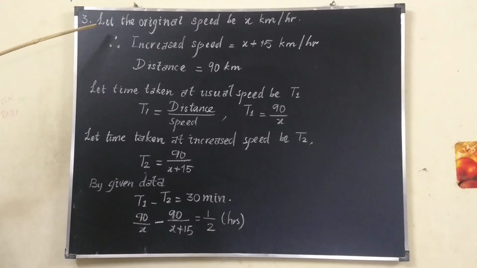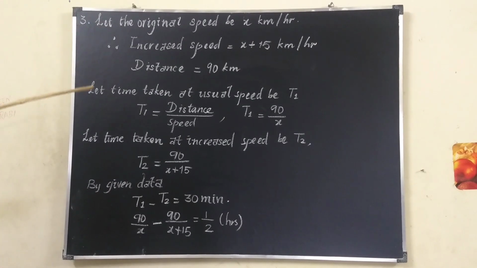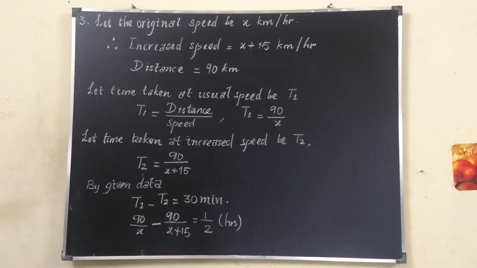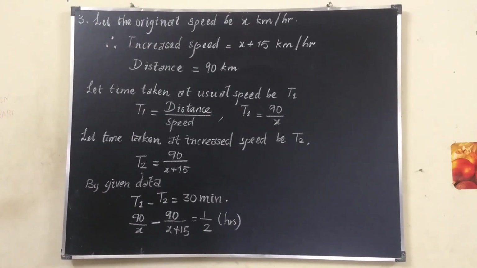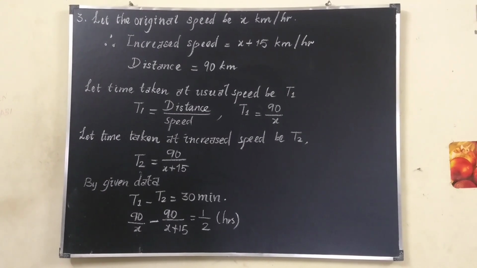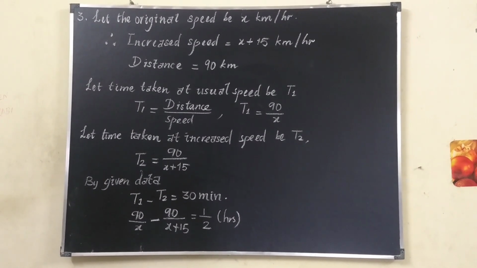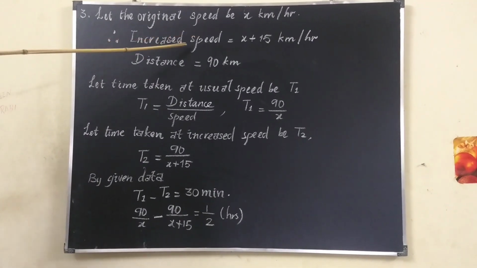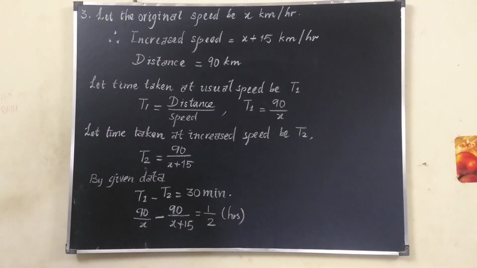Original speed of the bus be x km per hour. And the speed increased by 15 km per hour. So increased speed should be x plus 15 km per hour. Children, I usually make a mistake. Just you will write increased speed is equal to 15 km. That's wrong. From the original speed, the speed increases by 15. Therefore, the increased speed should be written as x plus 15 km per hour.